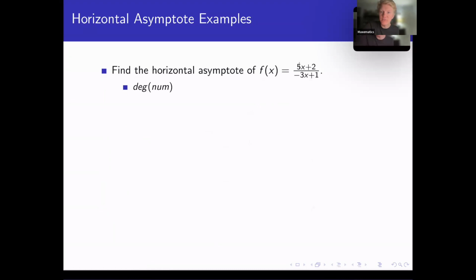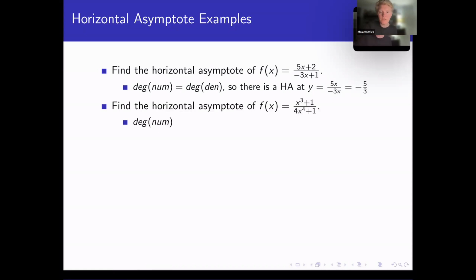Horizontal asymptote of (5x plus 2) over (negative 3x plus 1). Degree of the numerator is 1. Degree of the denominator is also 1. So we're going to take those leading terms and divide them. Cancel out the x, and we get negative 5/3.